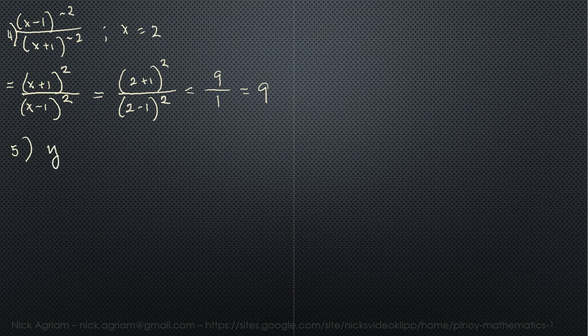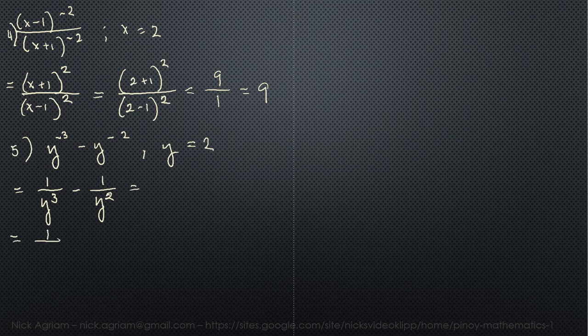We have y raised to 3 minus y 3. I should say, not 3, it's negative 3. Y raised to negative 3 minus y raised to negative 2, where y is equal to 2. Now, we have 1 divided by y raised to positive 3 minus 1 divided by y raised to positive 2. And then y is equal to 2.